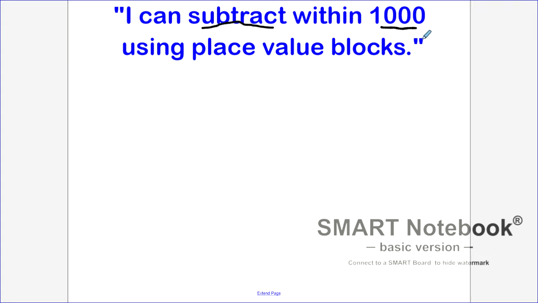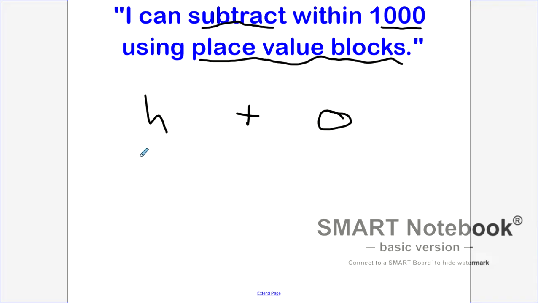The strategy that we'll be talking about is using place value blocks. So I'm going to begin with just a slight review. We think of place value as hundreds, tens, and ones. There are more place values than hundreds, tens, and ones. However, these are the only ones we'll be focusing on for subtracting within 1000.